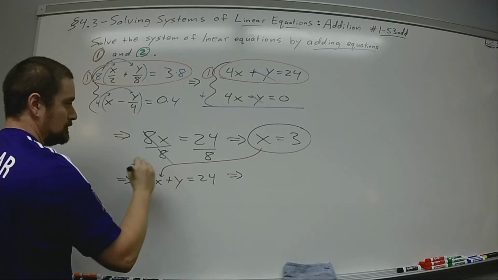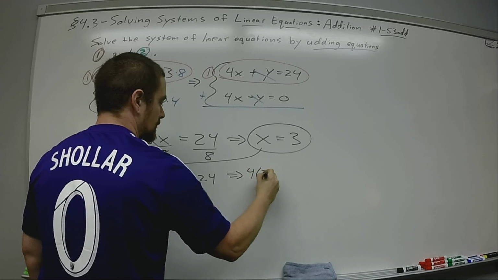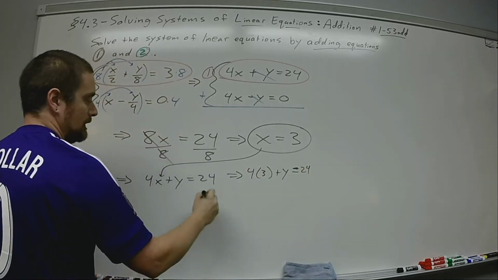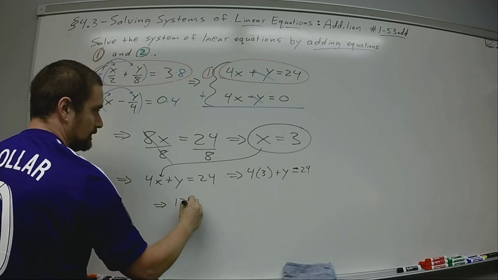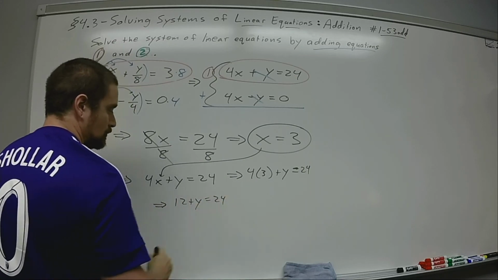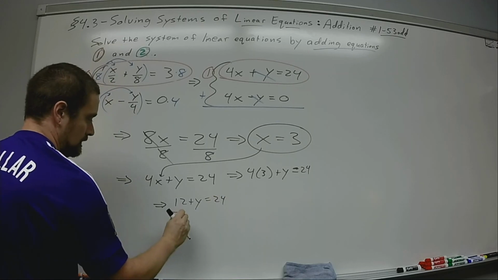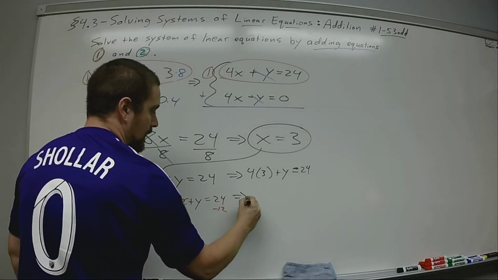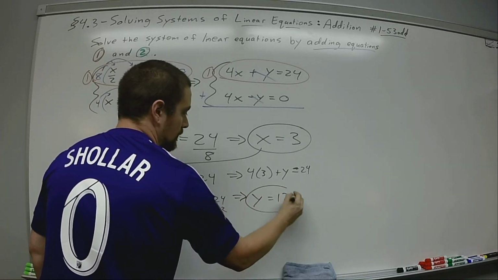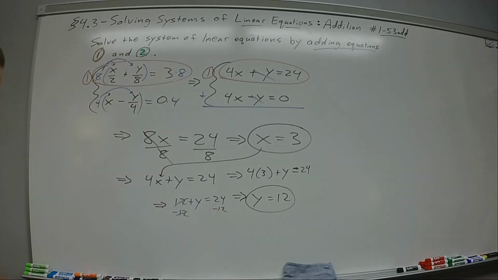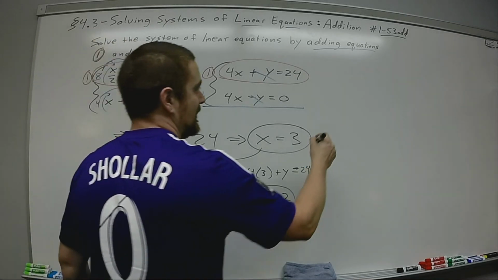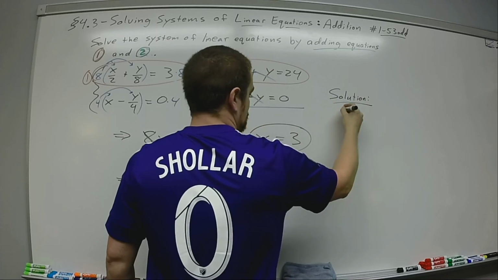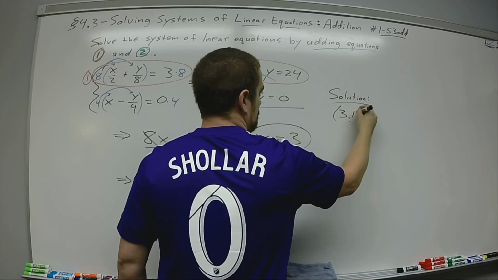Just plug 3 into this equation so that you can find out that 4x plus y must equal 24. Tells you that when you plug in x equals 3, 4 times 3 plus y must equal 24, which tells you that 12 plus y is 24. Subtract 12 on both sides, and you finally got y must be positive 12. Therefore, we have our solution. That solution being 3, 12.